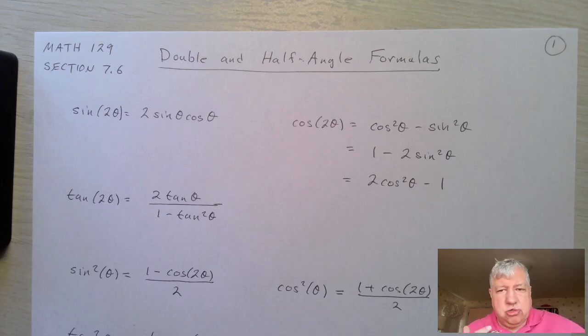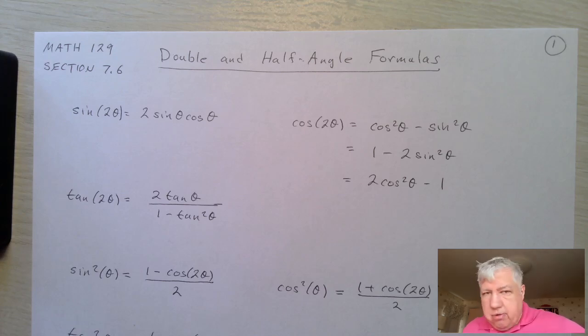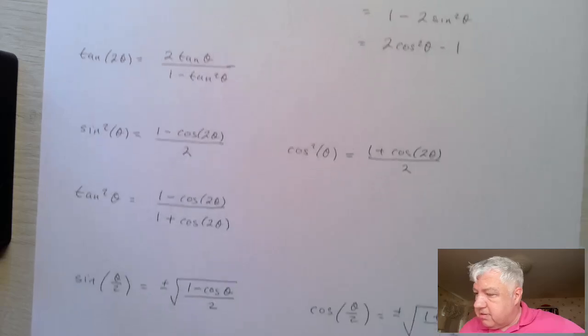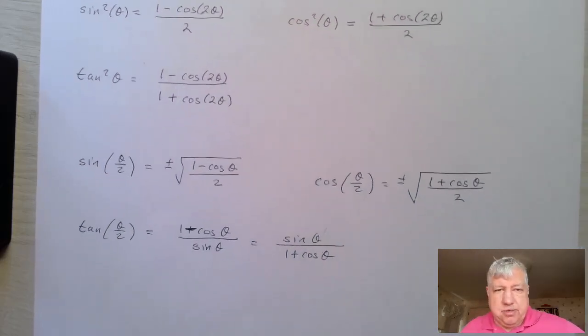I really want to show you where these come from and how to use them, rather than memorizing all of these. Obviously, with an online class, you're going to have the formula sheet right in front of you anyway, but I want you to see what they are. So we're really going to be getting formulas for, given an angle theta, the sine, cosine, and tangent of twice that angle and of half that angle. So we have a total of about 10 or 11 formulas here.